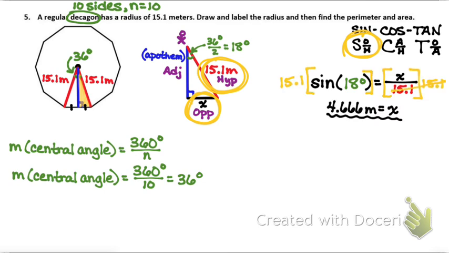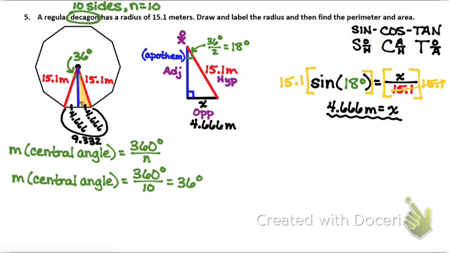When we multiply both sides by 15.1, we get a value for x of 4.666 meters. So that means the bottom segment, x, is 4.666 meters. We have two segments of that same size that make up a side of the decagon. And so we have 9.332 meters for that side.